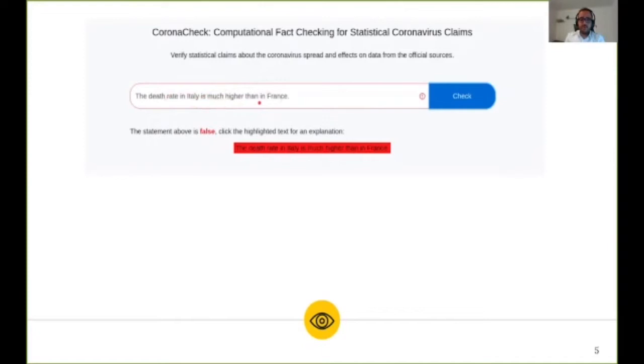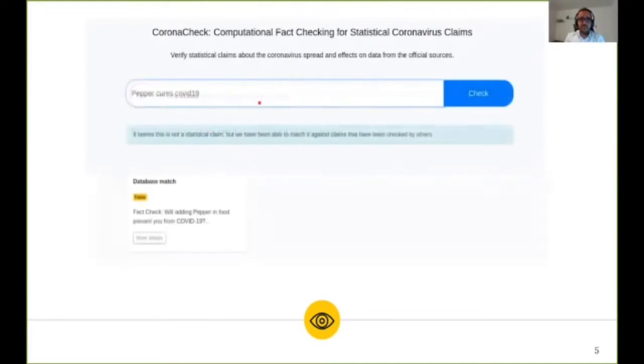An example of a non-statistical claim is something like this: "Paper cube's COVID-19." That is not a statistical claim. We actually try to integrate some of these non-statistical claims in our system as we saw many users trying to verify them. So what does our system offer?